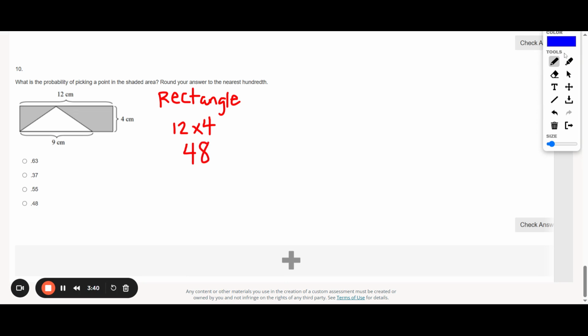All right, and we'll switch colors and we'll talk about the triangle next. Remember with the triangle, to find the area of a triangle, it is going to be 1/2 base times height. So we're going to do 1/2 times the base of the triangle, you can see is 9. And then the height, although it's not listed directly in the triangle, it is the height of the rectangle. So this height right here of this triangle is 4. So we're going to do 1/2 times base times height. So 1/2 times 9 times 4, and that is 18.